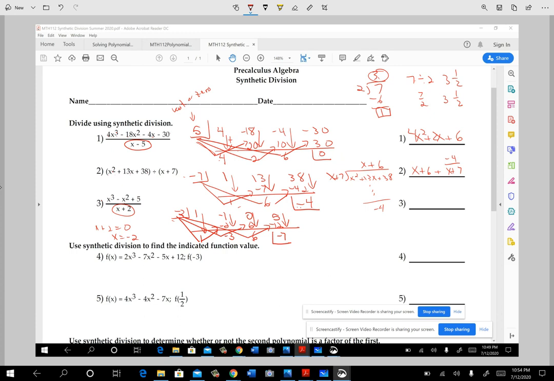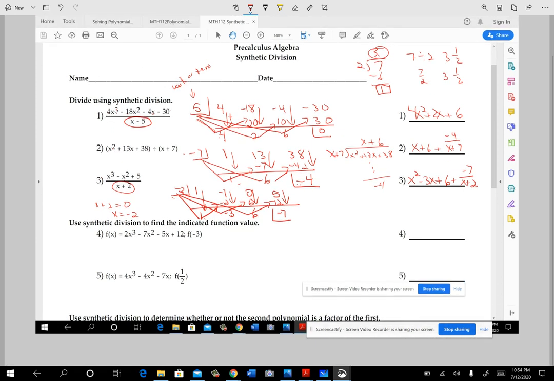Okay, so this time we got 1, 2, 3 terms. That's like your A, your B, and your C of a quadratic. So we get x squared minus 3x plus 6 plus -7 over x plus 2.